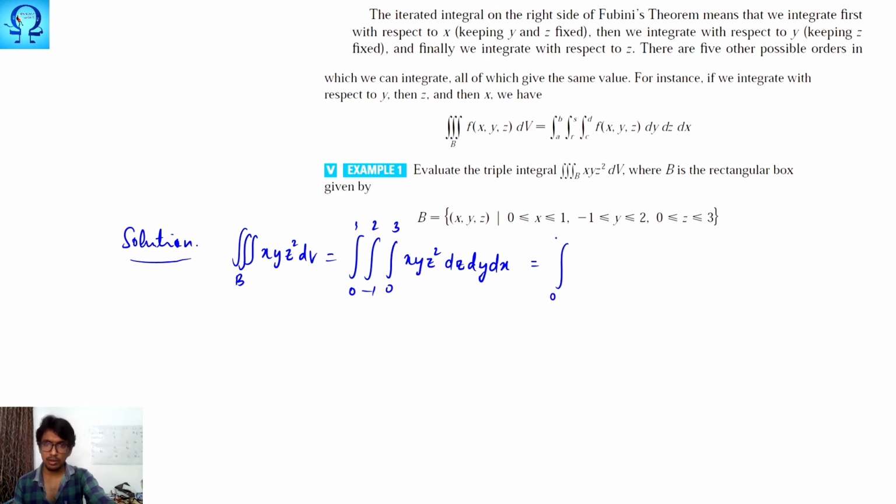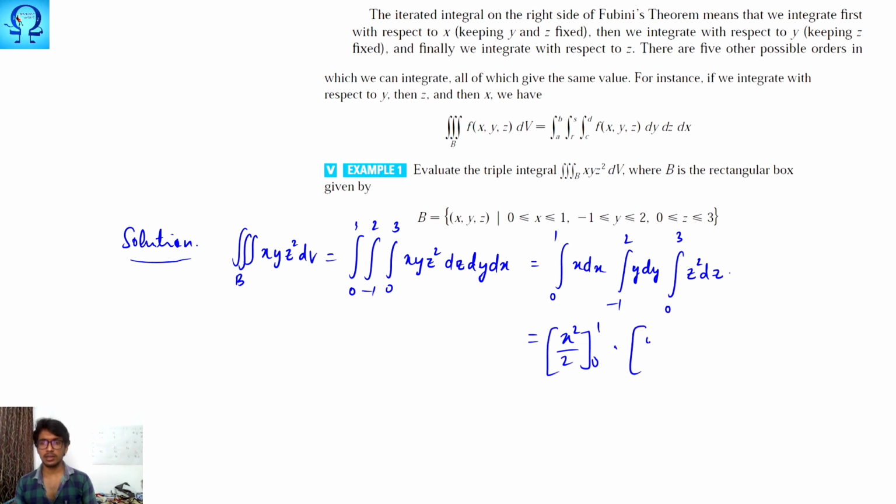As I said, here we can split things up. So integral 0 to 1 of x dx, integral minus 1 to 2 of y dy, integral 0 to 3 of z squared dz. So it is x squared upon 2 over this limit, multiplied with integral y squared upon 2 over this limit, multiplied with z cubed upon 3 over 0 to 3.